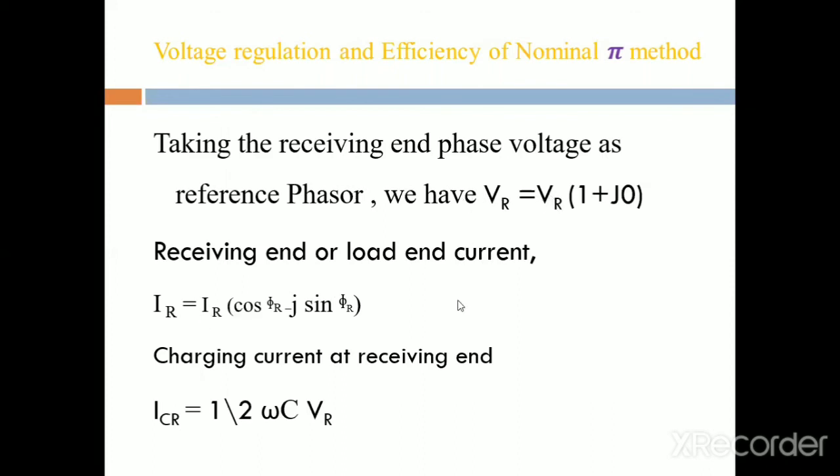By using these formulas, we find out the power delivered. Power supplied means the power delivered plus line losses. Power delivered means VR IR cos phi R. This is the VR and this is the IR.